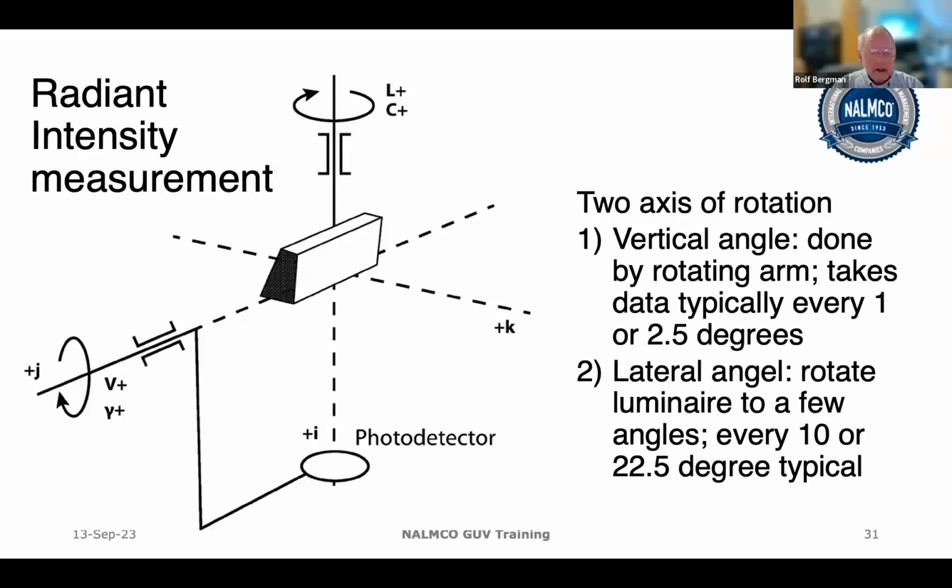Okay, I guess I got ahead of myself a little bit. The vertical angle normally takes data every 1 degree, 2.5 degrees. It can even go lower than 1 degree if needed.